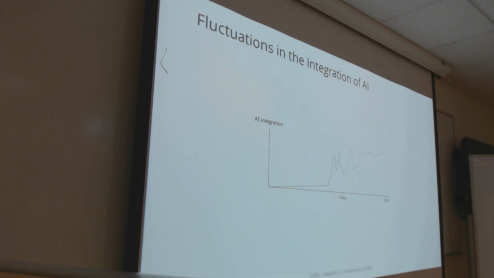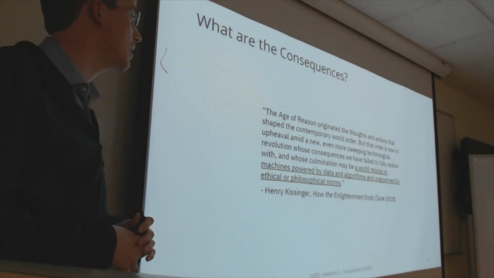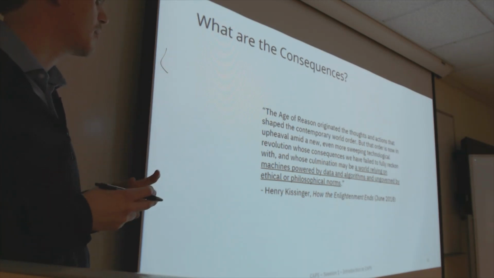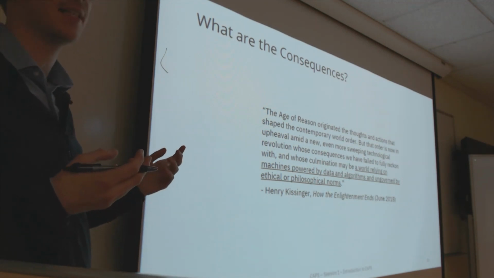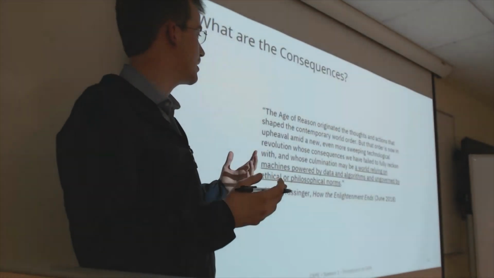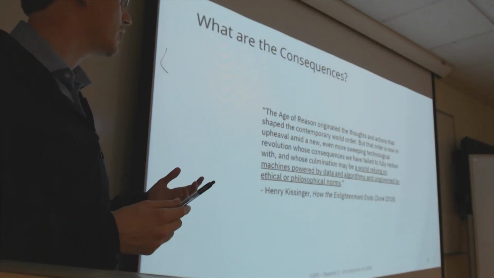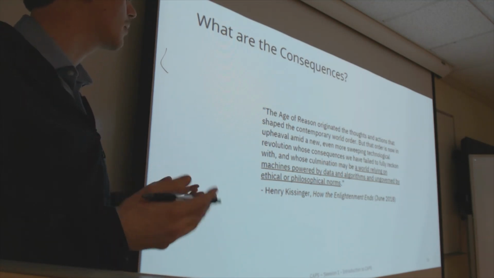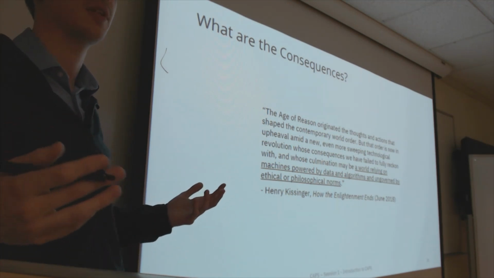And as I'm sure you're aware, AI sparks a lot of reactions, and there's a lot of examples, but I just want to draw your attention to some of them. So this one is actually by Henry Kissinger, which I think is interesting. He wrote an article in The Atlantic, How the Enlightenment Ends, and he said that the age of reason originated the thoughts and actions that shaped the contemporary world order, but that order is now in upheaval amid a new, even more sweeping technological revolution whose consequences we have failed to fully reckon with, and whose culmination may be a world relying on machines powered by data and algorithms and ungoverned by ethical or philosophical norms.